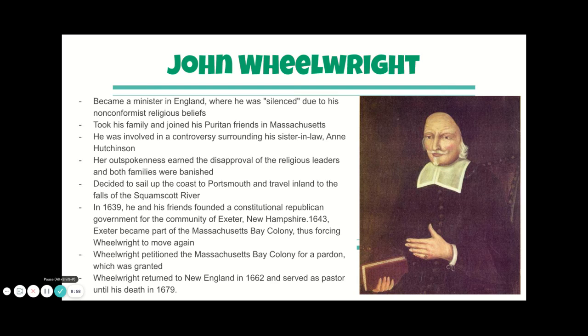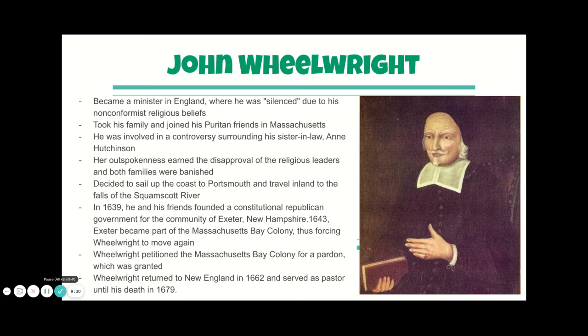He became a minister in England, but he was silenced due to his nonconformist religious beliefs. He didn't just agree with the church all the time, and he didn't agree with the Puritan rules. He took his family and joined those Puritan friends in Massachusetts, but eventually he was involved in controversy surrounding his sister-in-law, Anne Hutchinson. She was very problematic because she was outspoken and she earned disapproval from religious leaders. And so both of their families were banished from Massachusetts.